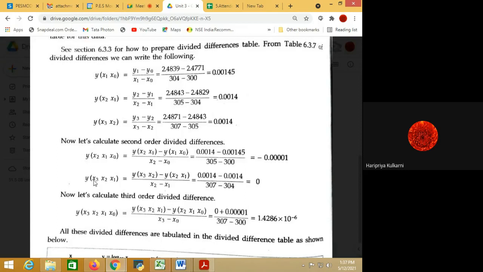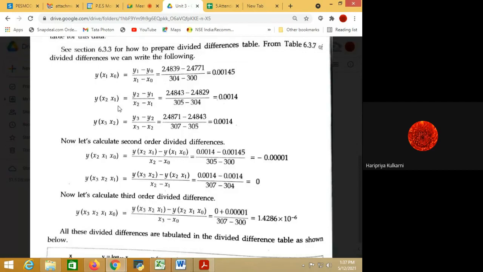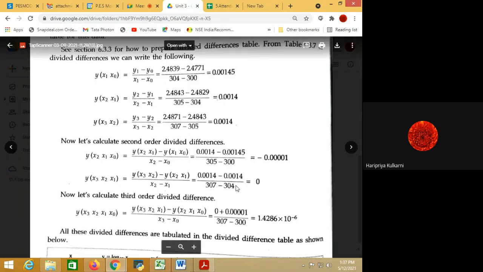Next is y of x3 x2 x1. So how will it be? It is y of x3 x2 minus y of x2 x1. See the cursor, y of x3 x2 minus y of x2 x1. So very easy to remember, divided by x3 minus x1. You are knowing the x3 minus x1, and this we have calculated here, y of x3 x2 and y of x2 x1. You have the value, so you can perform it.